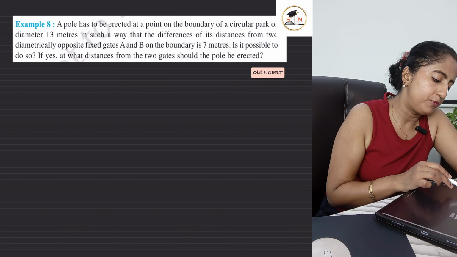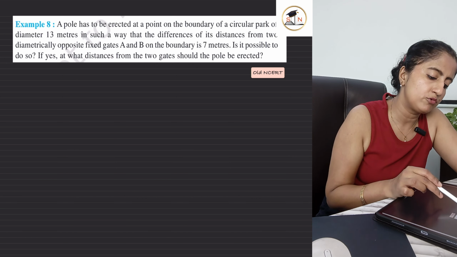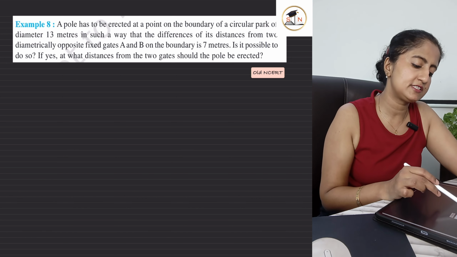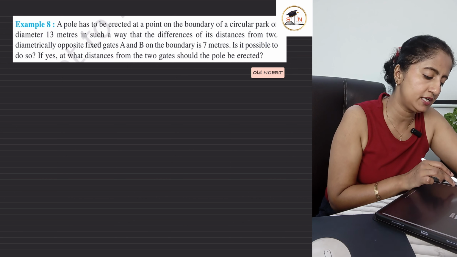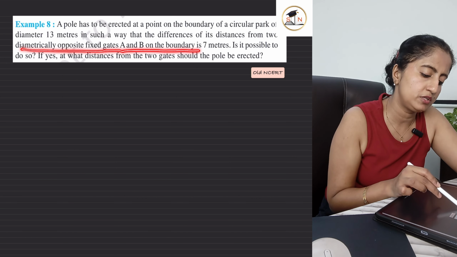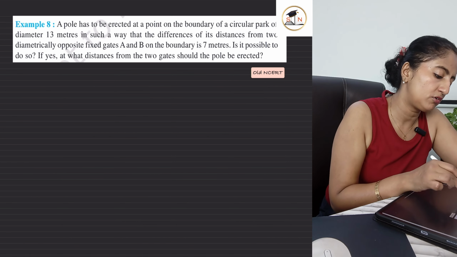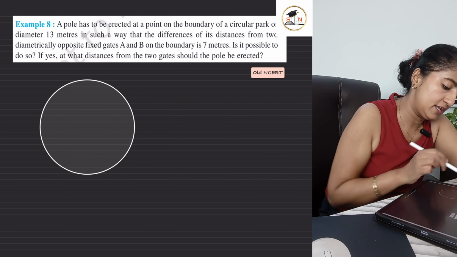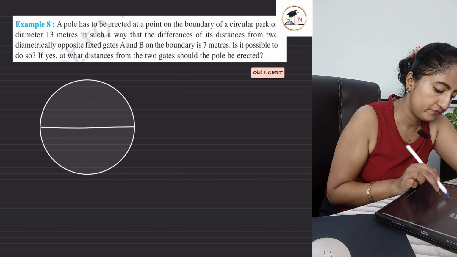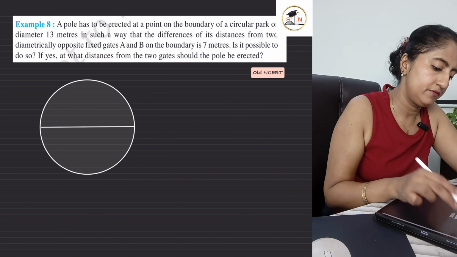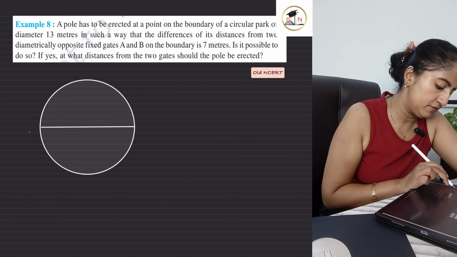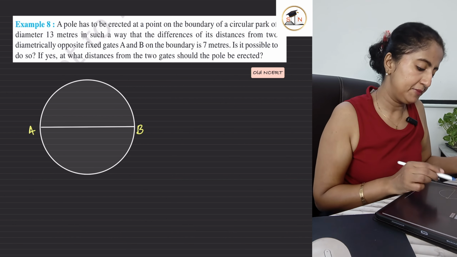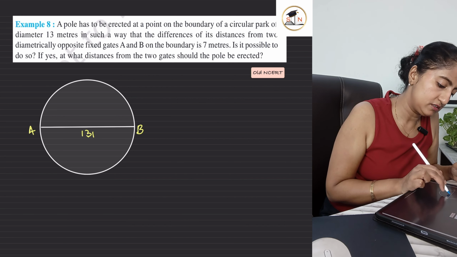A pole has to be erected at a point on the boundary of a circular park of diameter 13 meters in such a way that the differences of its distances from two diametrically opposite fixed gates A and B on the boundary is 7 meters. Now, they're talking about a circular park over here, and then they are talking about a diameter as well. First of all, the gates are diametrically opposite, right? Then the diameter is given to us as 13 meters, right?